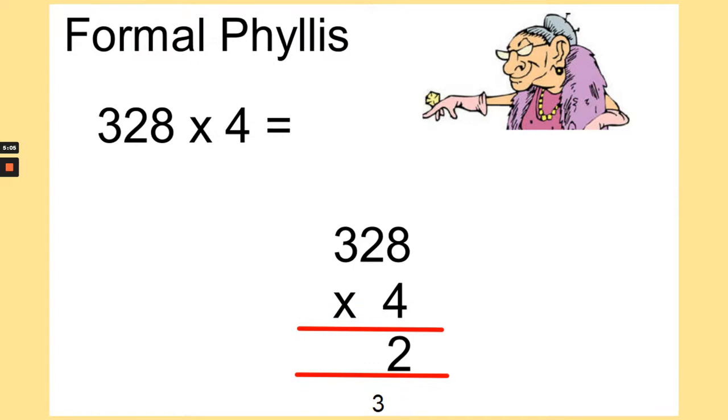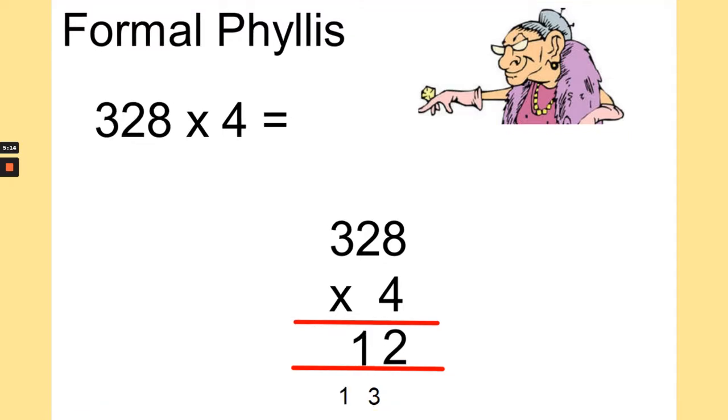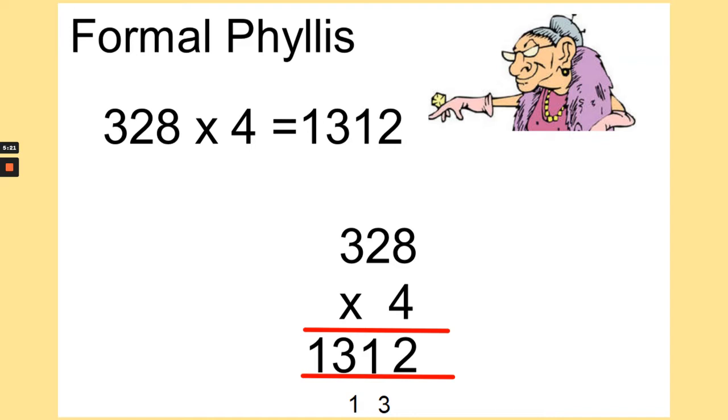Okay, so 8 times 4: 8, 16, 24, 32. I put the 2 there and carry the 3. 4 times 2 is 4, 8. Add the 3 is 11. I carry the 1. And 4 times 3 is 4, 8, 12. Add the 1 is 13. Your answer should have been 1,312.